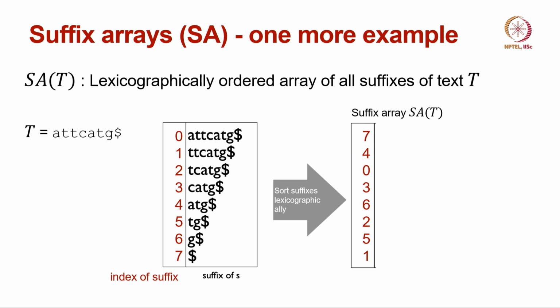In my suffix array, as I said just before, I am only going to store these indices. If I need to know the suffix, I can always go back to my text and access the suffix starting from that position onwards. So this completes the definition of suffix array. Basically, it is a permutation of these suffix indices, and it gives you the lexicographically sorted order of all the suffixes.